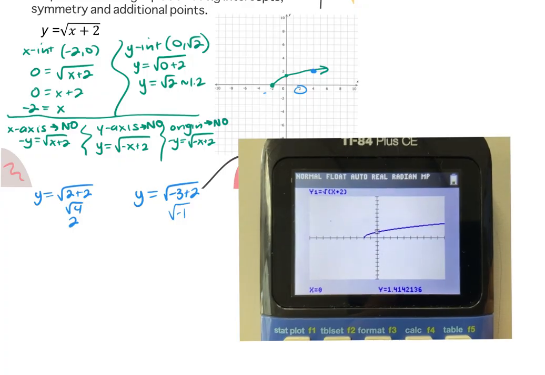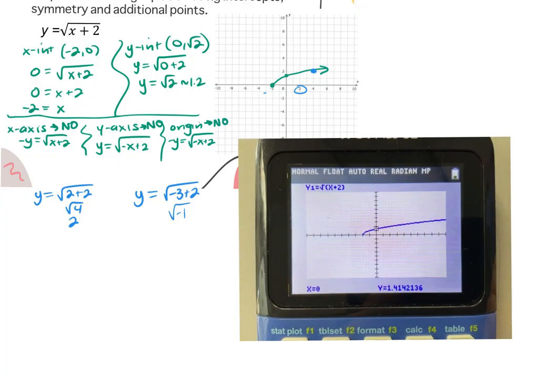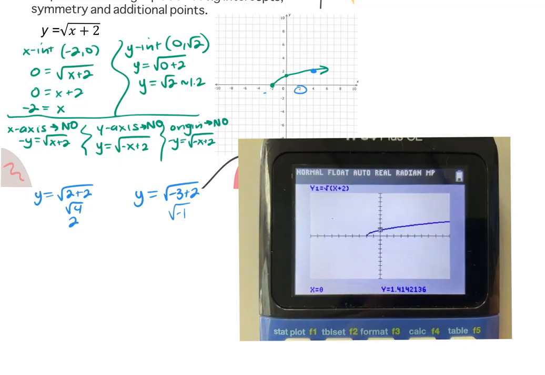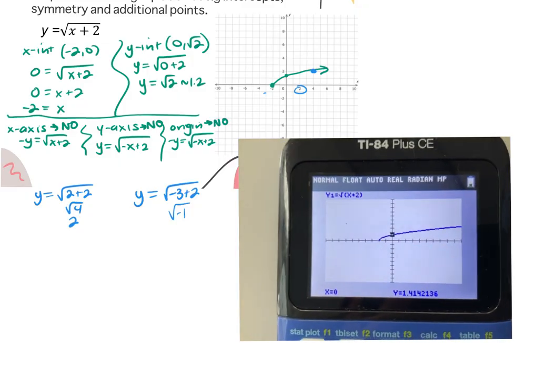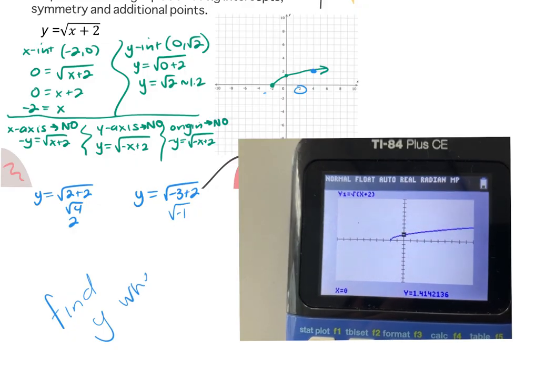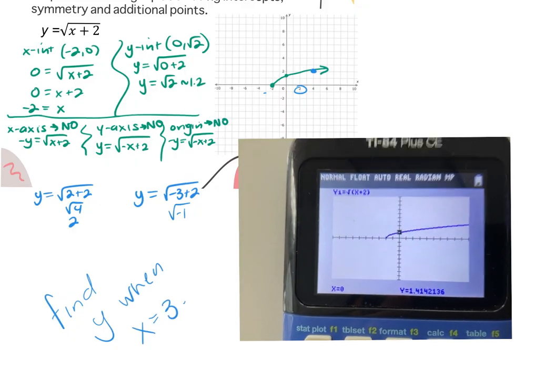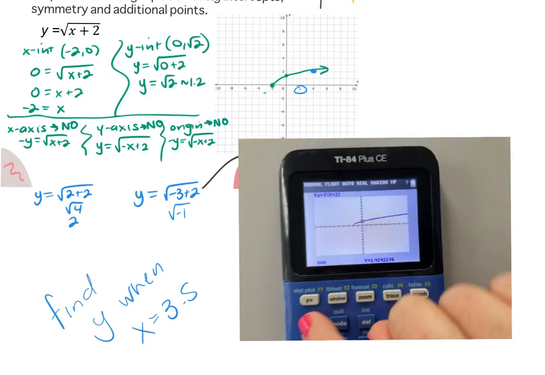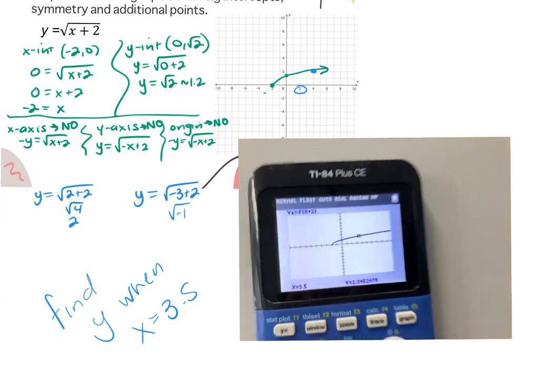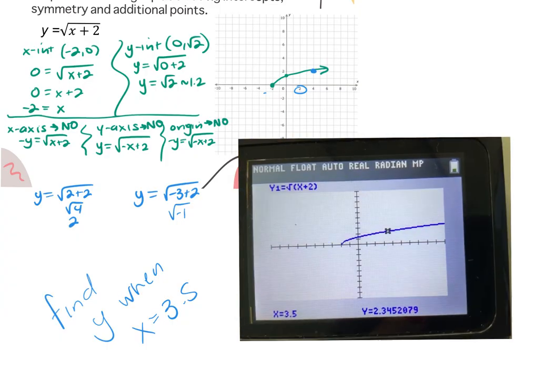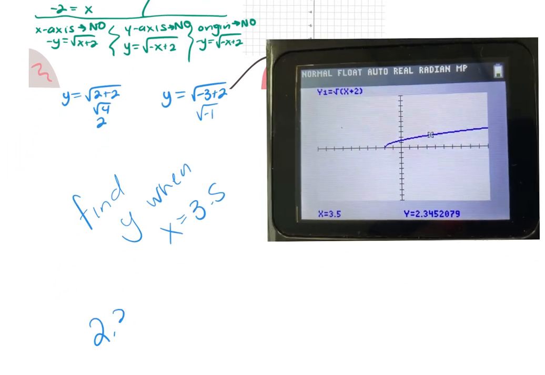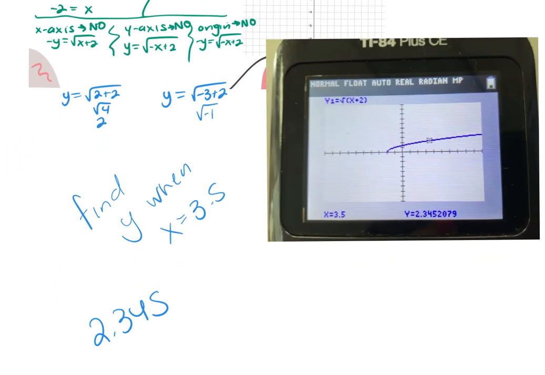So that 1.4 would be like our approximation of the square root of 2. And then if I wanted to find, again, say, y when x equals 3.5, I go second trace value 3.5, and I get 2.3452, and we're going to keep 3 decimal places, 2.345.